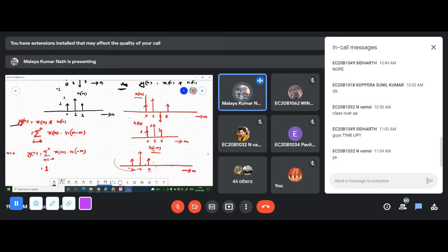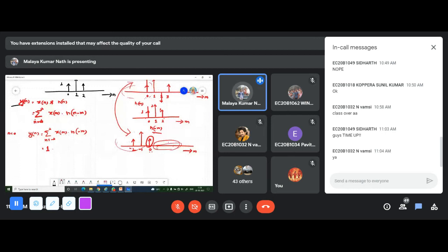So at m equal to 0, it has a magnitude 1. But for the other parts of m, it has a magnitude 0. For this region, some value is there, so 0 into something is 0. In this region some value is there, and in this region no value exists, so this is equal to 0. So when we multiply x of m with h of minus m, I am getting 1. Any doubt? Please tell me. No doubt. Okay.